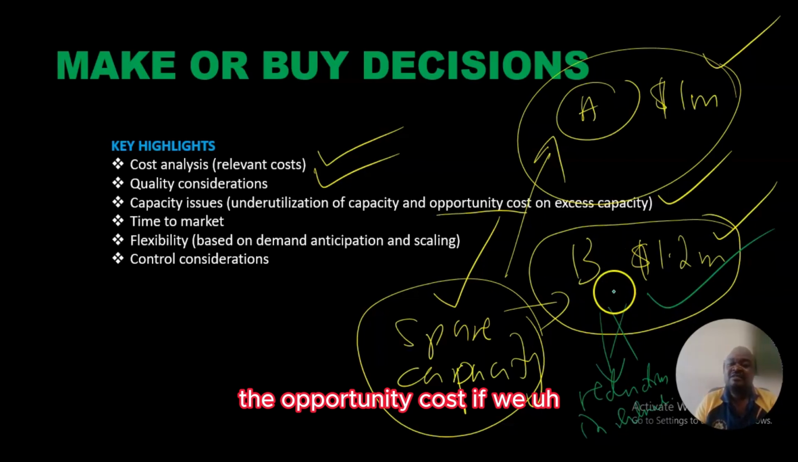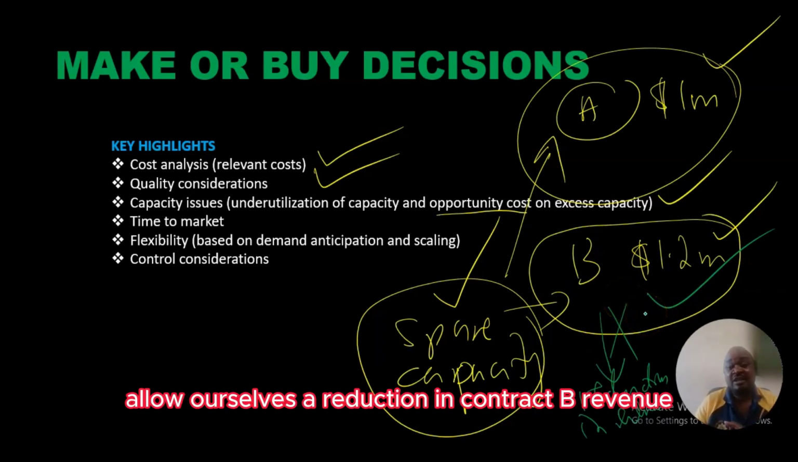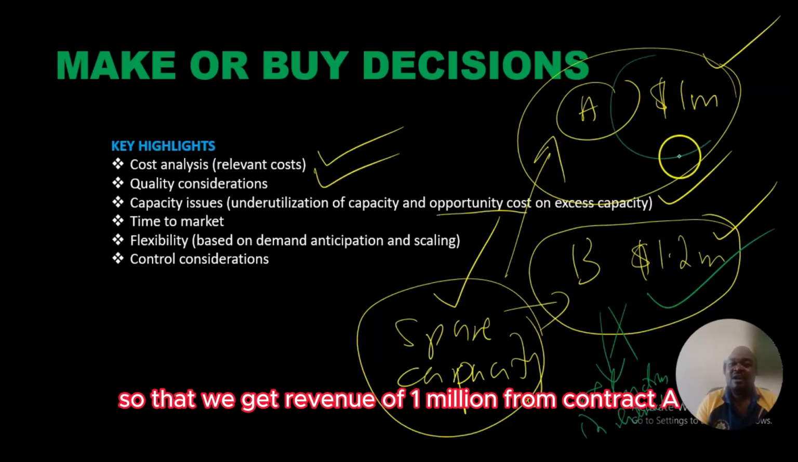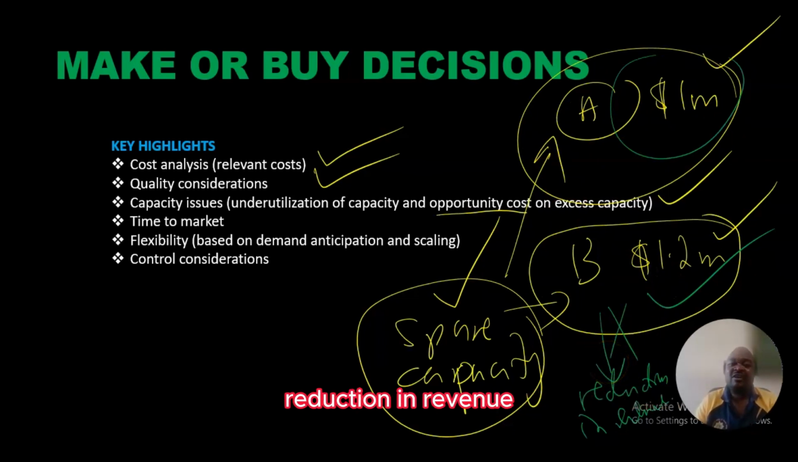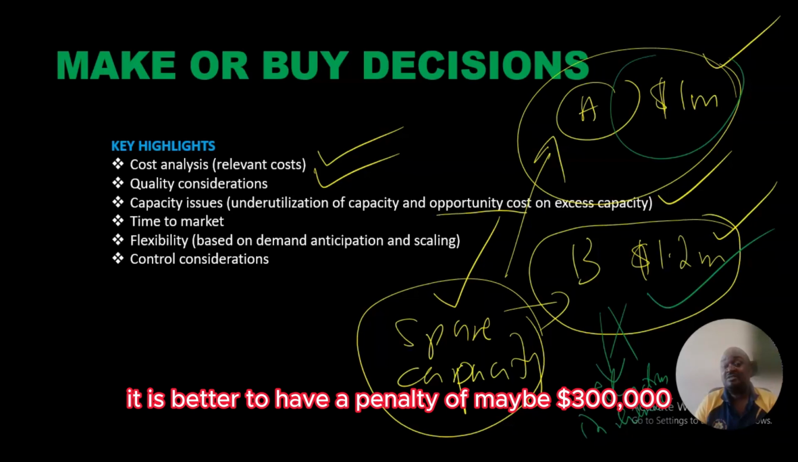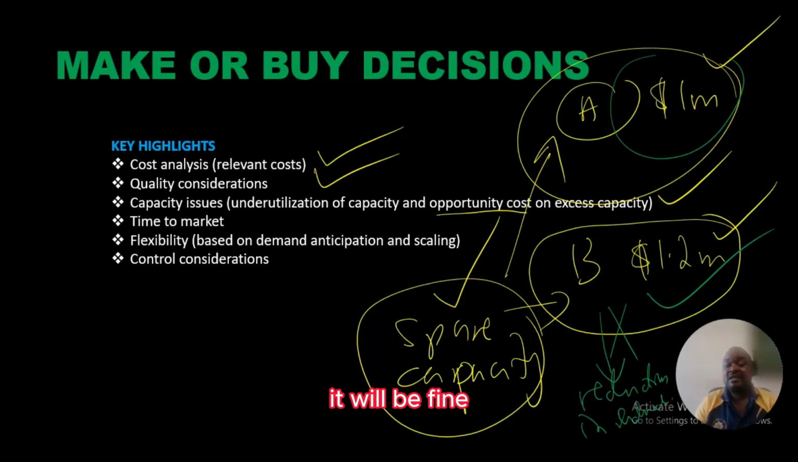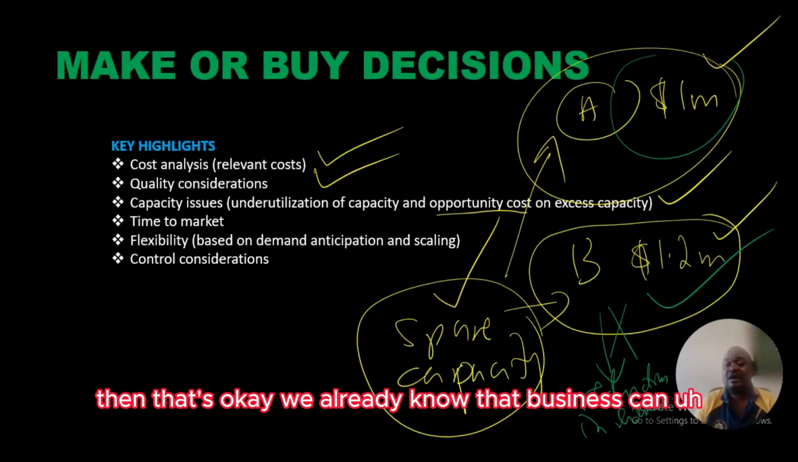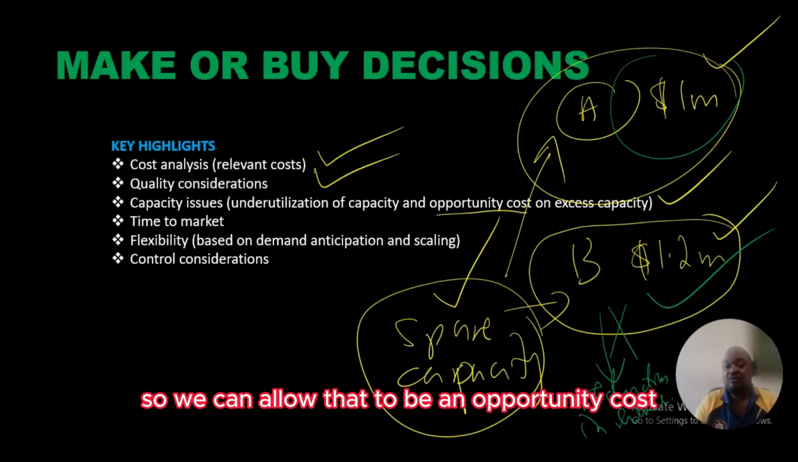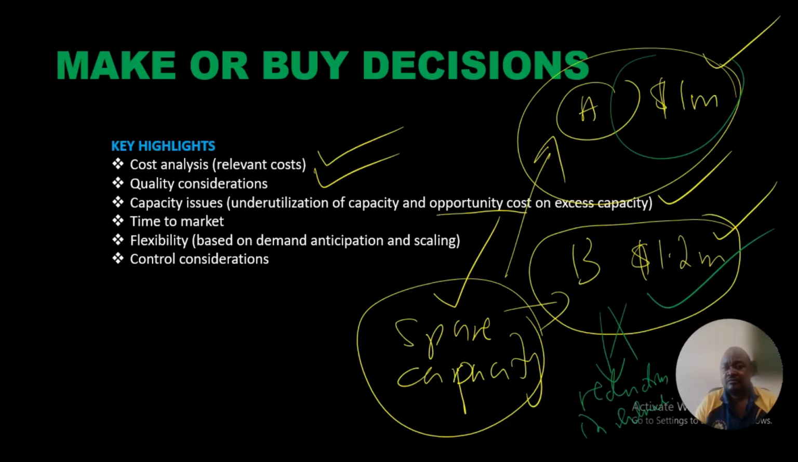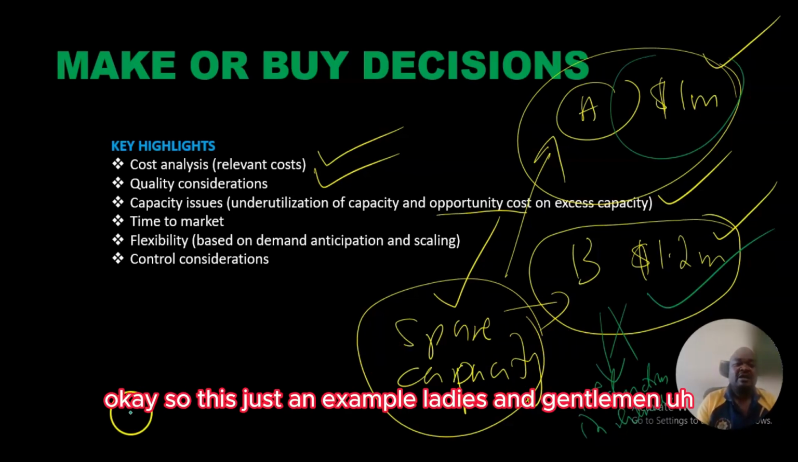If we allow ourselves a reduction in contract B revenue so that we get revenue of 1 million from contract A, it means that the opportunity cost is that reduction in revenue. Or this reduction could be some penalty. If we say it is better to have a penalty of maybe $300,000 from contract B, then that's okay. We already know that business B cannot go anywhere. They will wait upon us. Then the $300,000 is just nothing. So we can allow that to be an opportunity cost. This is just an example, ladies and gentlemen. Let's continue.